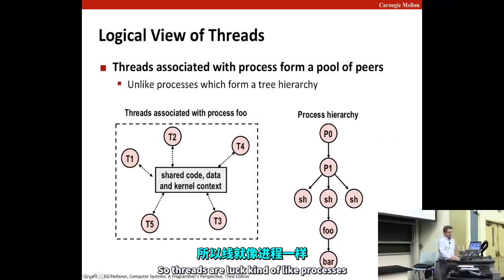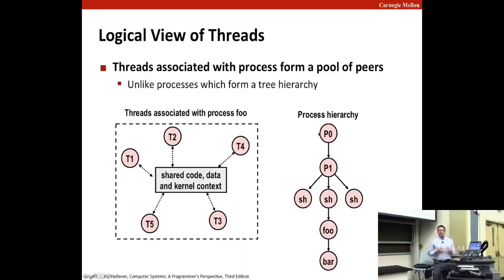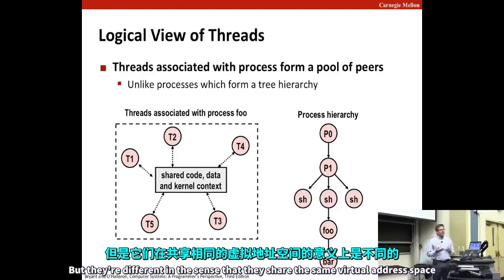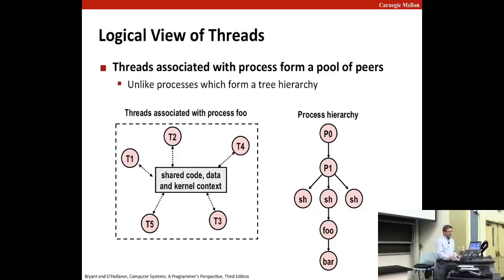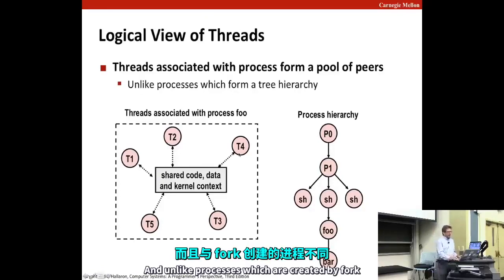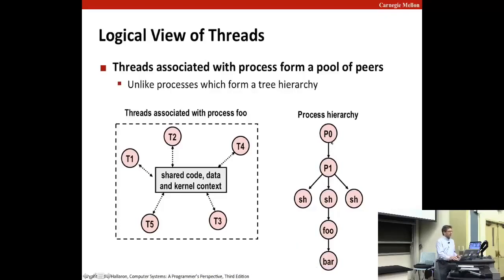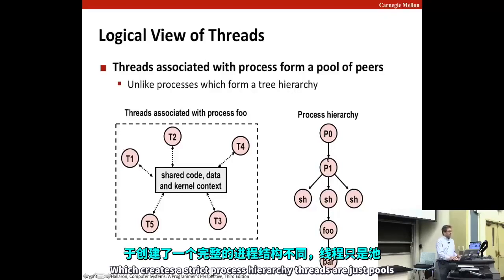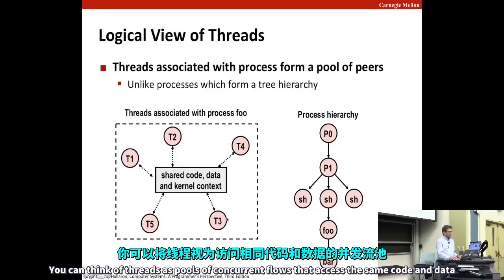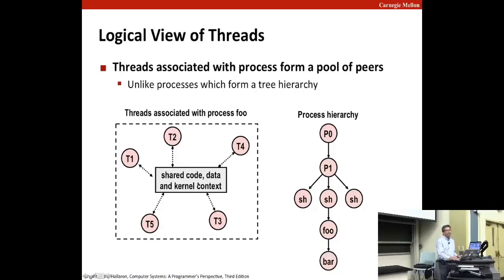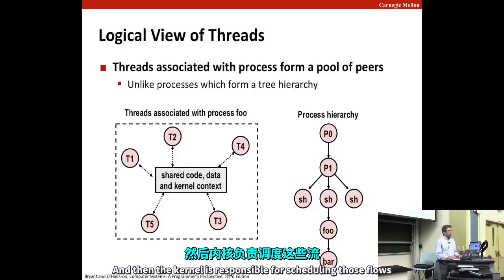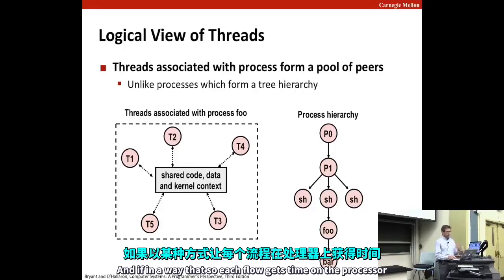So threads are kind of like processes, but they're different in the sense that they share the same virtual address space. And unlike processes, which are created by fork, which creates a strict process hierarchy, threads are just pools. You can think of threads as pools of concurrent flows that access the same code and data. And then the kernel is responsible for scheduling those flows so that each flow gets time on the processor.